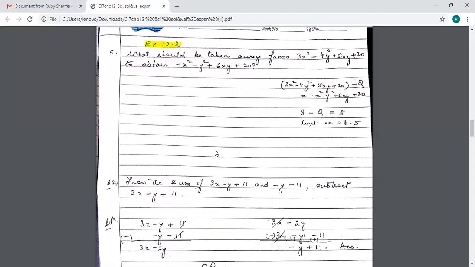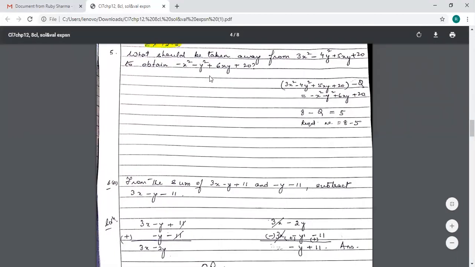Now number 5, what should be taken away from this to obtain this? So similarly, I have arranged this for your understanding and you do it. Now from the sum of this and this, that means you have to add these two, subtract 3x minus y minus 11. So the sum of this, I found here. The sum is 3x minus 2y. So this will be on top, 3x minus 2y. I have to subtract 3x minus y minus 11.